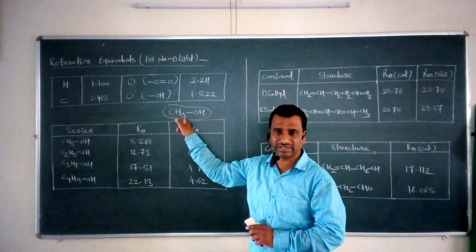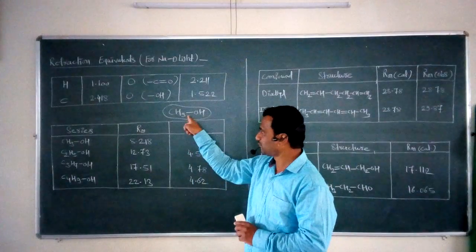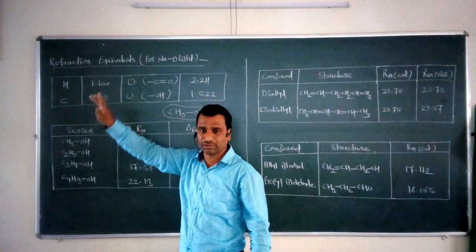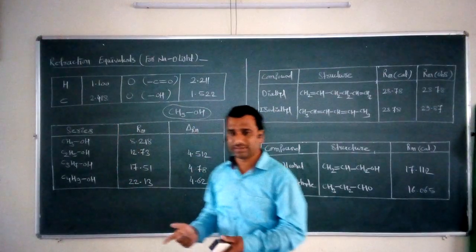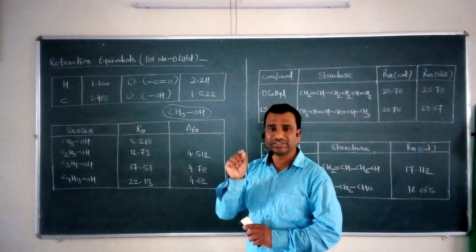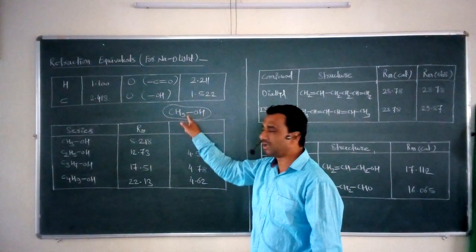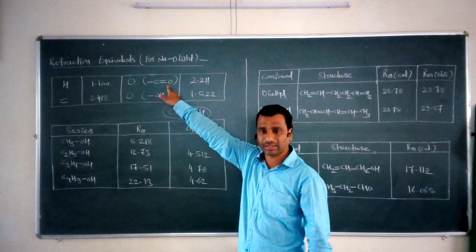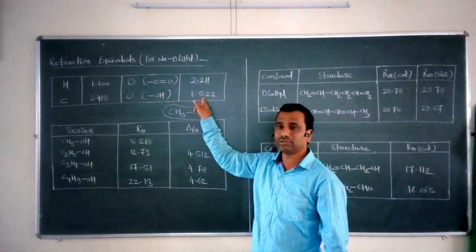How many hydrogens are present? It is equal to 4. So again, this 4 is multiplied by its atomic refraction value, 1.100. Again, the last atom present is oxygen. Now this oxygen is present in the form of OH, that is a hydroxyl group, so we have to take the value not for its carbonyl. So that value is equal to 1.522.